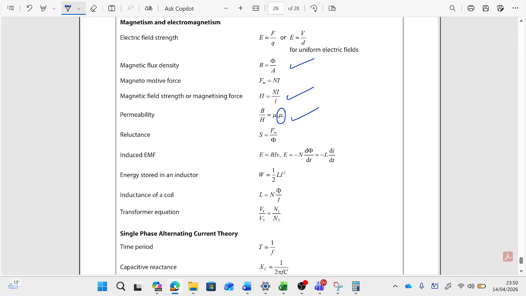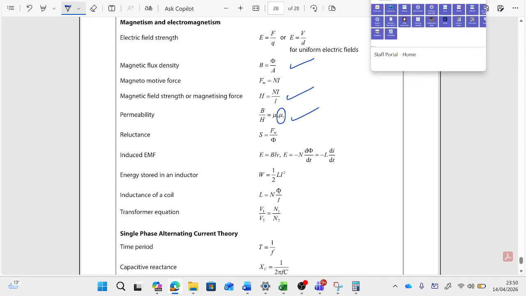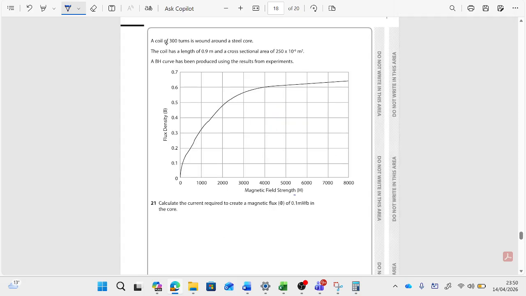So let's now read the question. We know 300 turns, and 300 turns is always the number capital N. So N is 300. The coil has a length of 0.9 meters, so we know the L. And then we have a cross-sectional area.